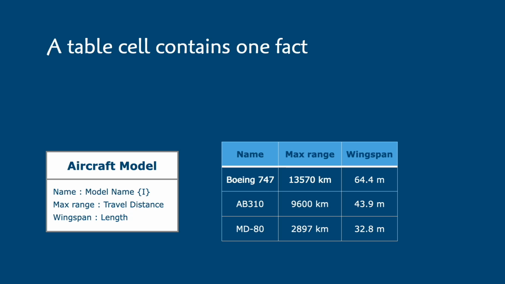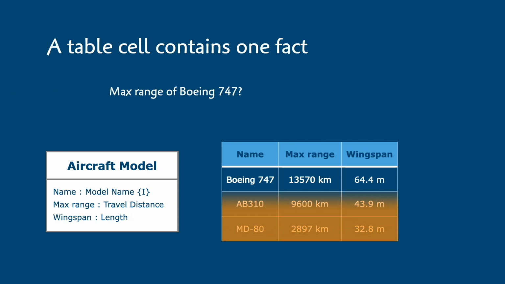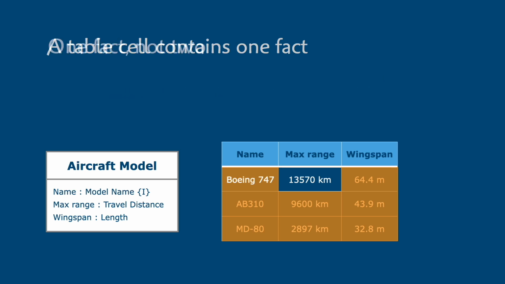Now if we look at max range, for example, we see a single fact specified. It says that a Boeing 747 has a maximum range of 13,570 kilometers. In other words, there is a single value representing a single fact in the max range column for a Boeing 747. The name column, however, is not so simple. Let's say that we have selected the aircraft model with a wingspan of 64.4 meters, and in our example there's only one such instance, and now we ask the table, what is the name of that aircraft?